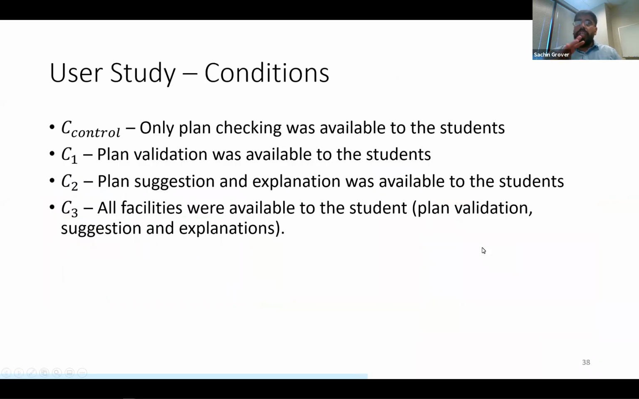In this case, we evaluated the study. Since we wanted to evaluate the effectiveness of these functionalities, we constructed the study around these, and there were 4 conditions. First was control, where only plan checking was available. None of the validate and suggest and explain was available. Then condition C1, where plan validation was provided to the users. Then there was C2, where plan suggestion and explanation was provided to the user. And C3 was where all these facilities were available to them.